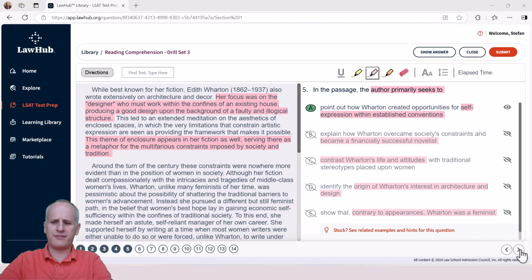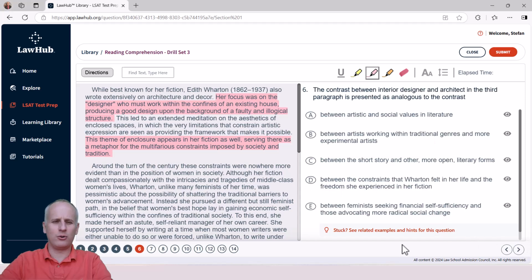Moving on from question 5 to question 6, the final question for this first passage from Reading Comprehension drill set number 3 over at lawhub.lsac.org. As always, we've already highlighted our main idea sentences and hopefully internalized them by this point in the passage evaluation. We've got a highlight tool ready, and we're going to read the question stem and identify and mark exactly what it is we're supposed to do for number 6.